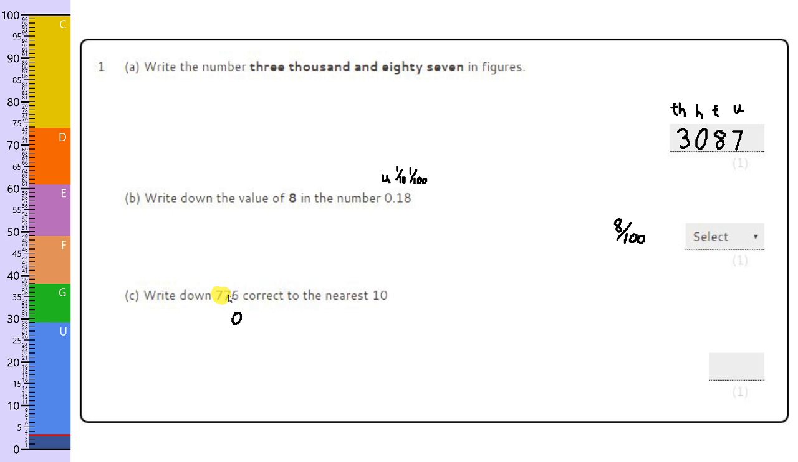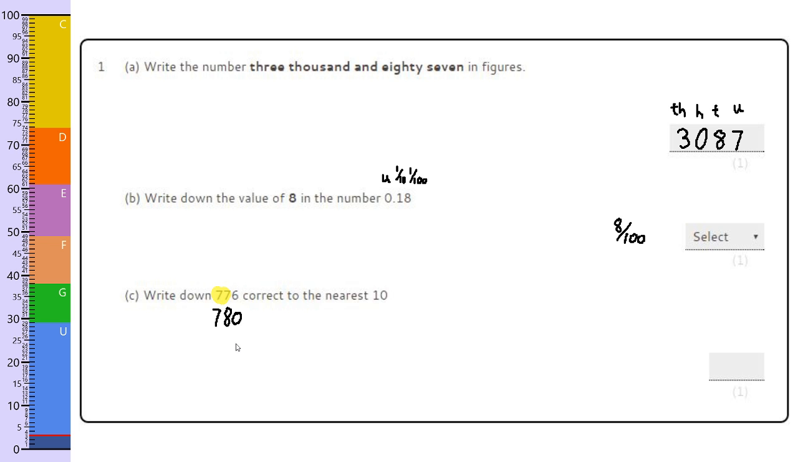This number here might go up 1 to an 8, or might stay the same at a 7. Now the choice is made because if this number is 5 or more, then this will go up. If this number is less than 5, then the 7 will stay as it is. Because 6 is 5 or more, that 7 will go to an 8. And this 7 here doesn't get changed. This 7 here could get changed if this was a 9, then that would have to go to a 10, which would be a 0 here and a 1 here, but it's not.